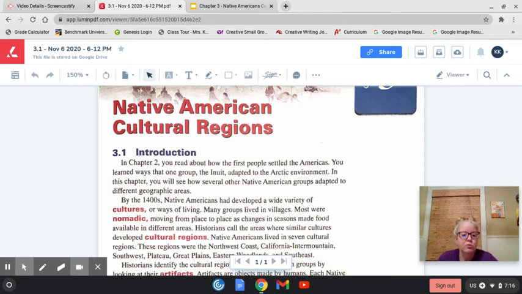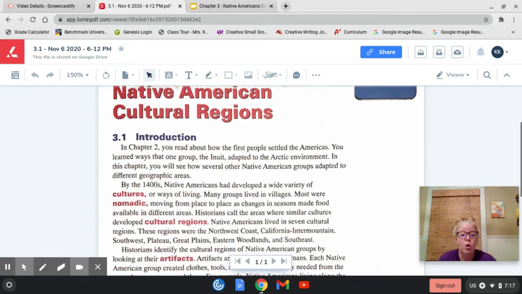In Chapter 2, you read about how the first people settled the Americas. You learned ways that one group, the Inuit, adapted to the Arctic environment. In this chapter, you will see how several other Native American groups adapted to different geographic areas. By the 1400s, Native Americans had developed a wide variety of cultures or ways of living. Many groups lived in villages. Most were nomadic, moving from place to place as changes in seasons made food available in different areas.